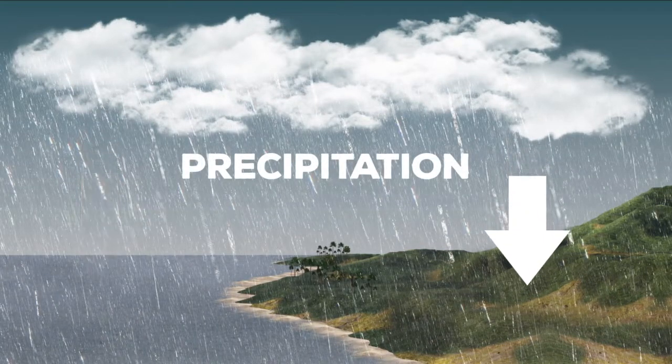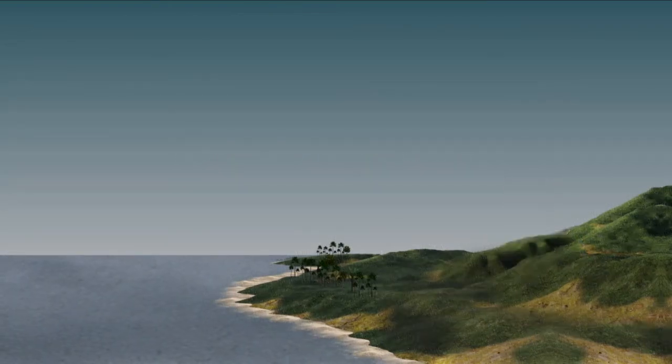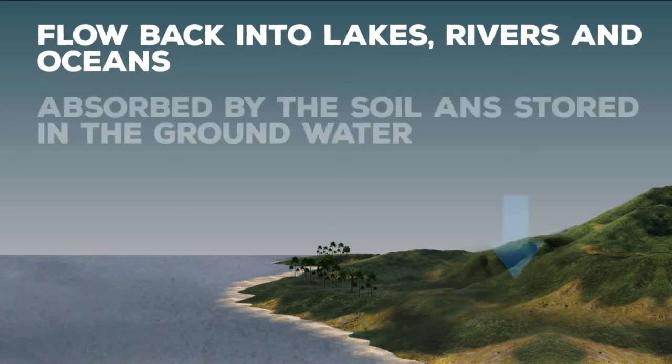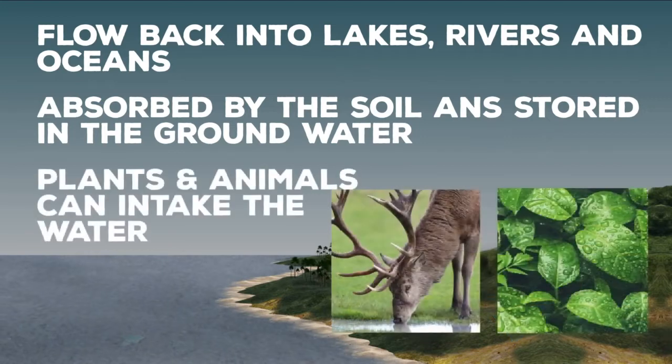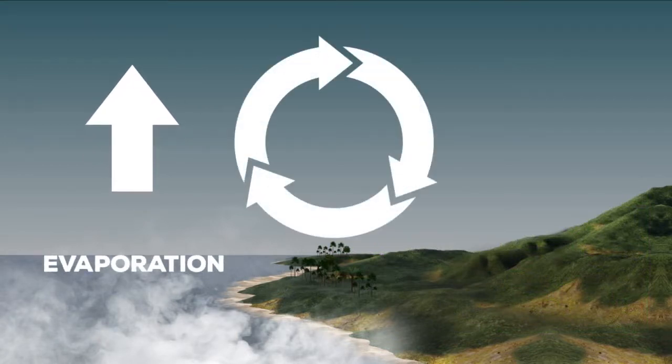The precipitation that falls on land can be transformed in many ways. Water can flow back into the lakes, rivers, and oceans. It can be absorbed by the soil and stored in the groundwater. Plants and animals can intake the water. Eventually, it will appear again to be evaporated, which continues the process.